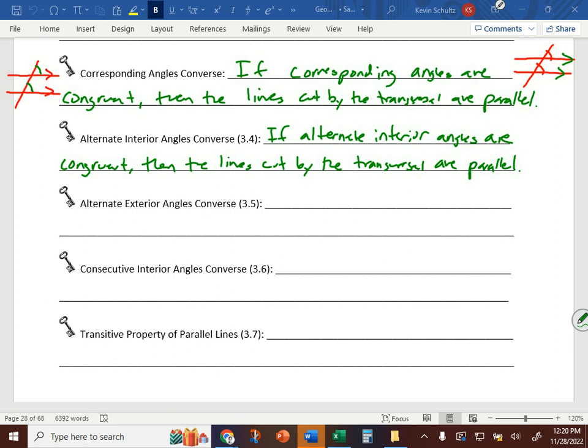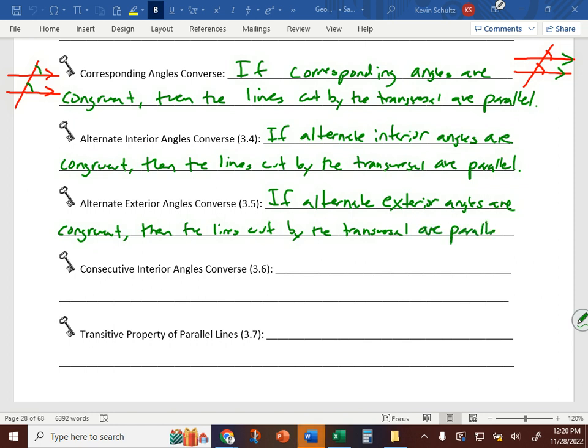Alternate exterior angles converse. If alternate exterior angles are congruent, then the lines cut by the transversal are parallel. Again, it allows us to do the opposite of what the alternate exterior angles postulate does. Theorem, actually. I think that was a theorem.